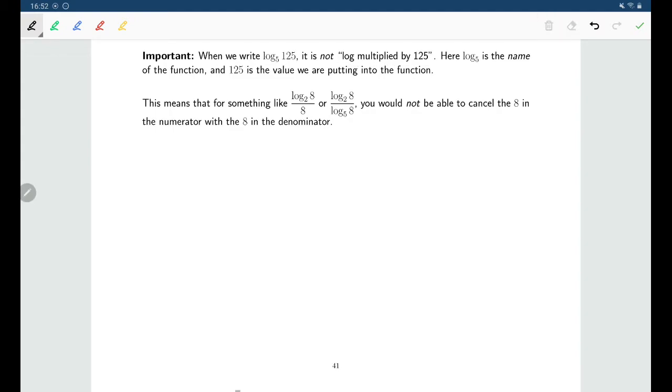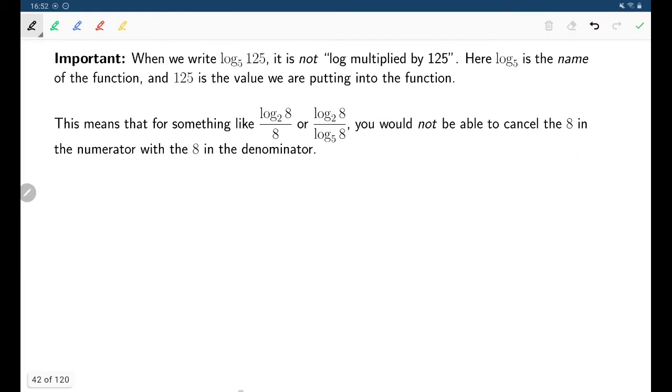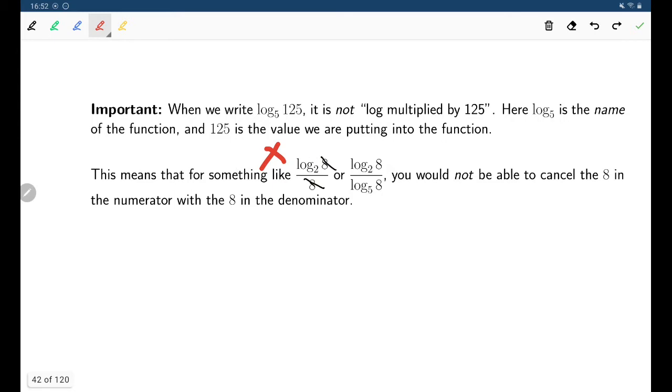For example, I have seen people see things like log base 2 of 8 over 8 and think that the 8s can cancel, which is not correct. The reason it doesn't work is 8 is not a factor of this numerator. 8 is not something that can be divided out of log base 2 of 8. So, unfortunately, that means that those 8s cannot be canceled.